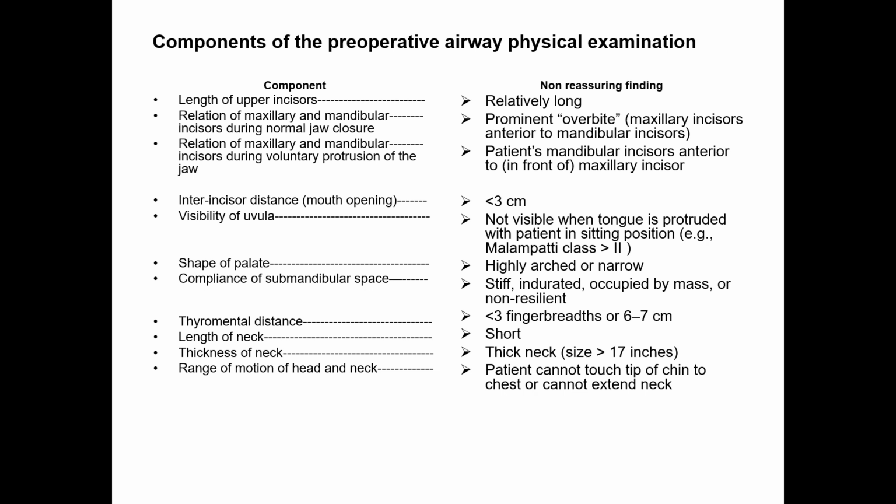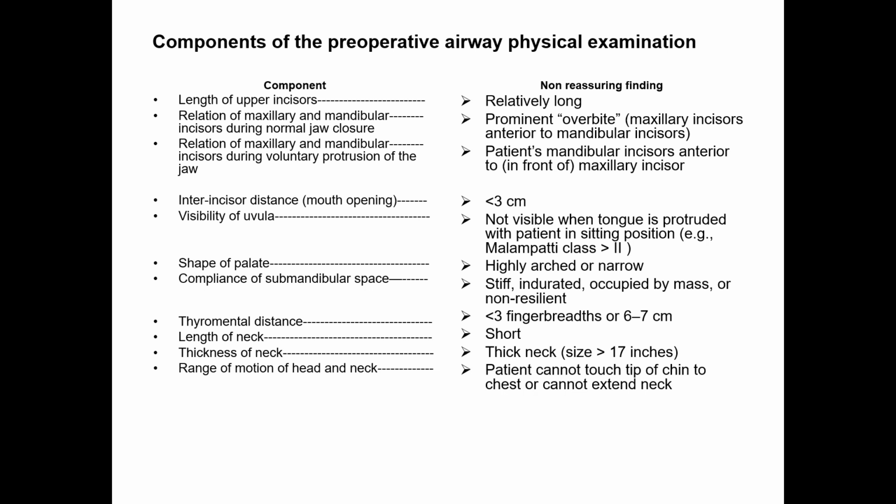Or we voluntarily ask the patient to protrude his jaw, and this is a test we call the upper lip bite test, asking the patient to try to bite his upper lip with his lower teeth. So if the patient can bite all of his upper lip, this is class 1, which is easy intubation. If the patient can only bite the middle of his upper lip, this is class 2, and in class 3, the patient can only bite a little of the upper lip.